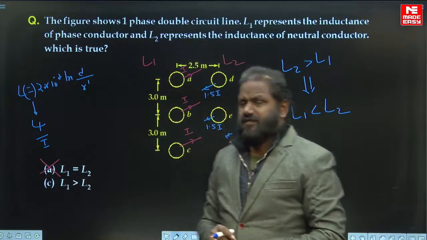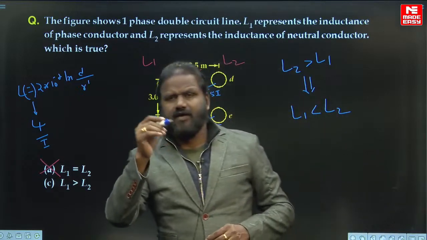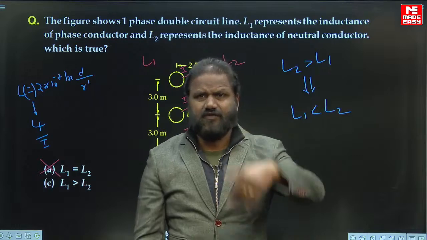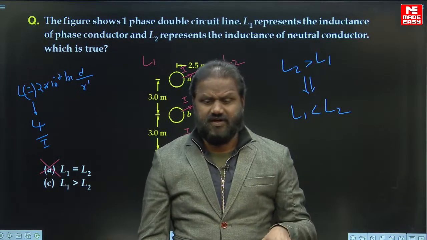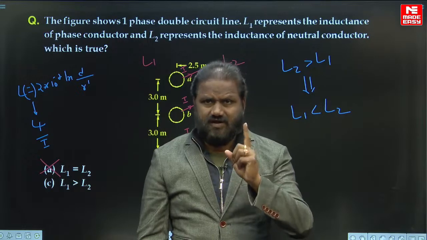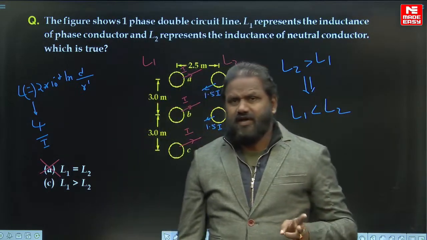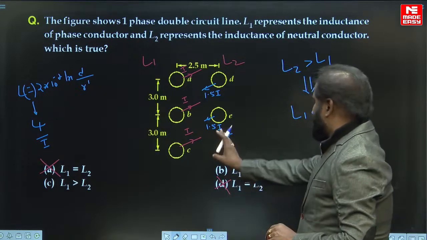Suppose inductance depends upon A, B, C, D, 4 options are there. In the 4 options you can have 2 options, one option is the distance, another option is the current. Which one will you select first? Current is the first, distance is the second. If the current is not there, distance is the right answer. To illustrate that point I have taken this question.